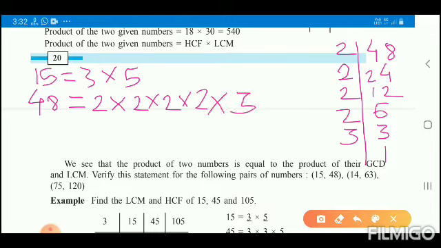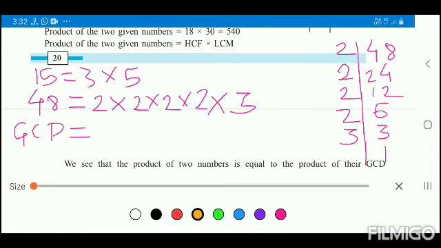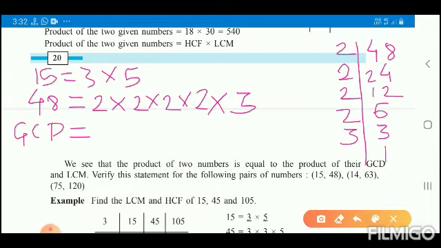Now here we will find the HCF or GCD. GCD is equal to, look here. Which number is common between these two? 3 is common, so GCD is 3.